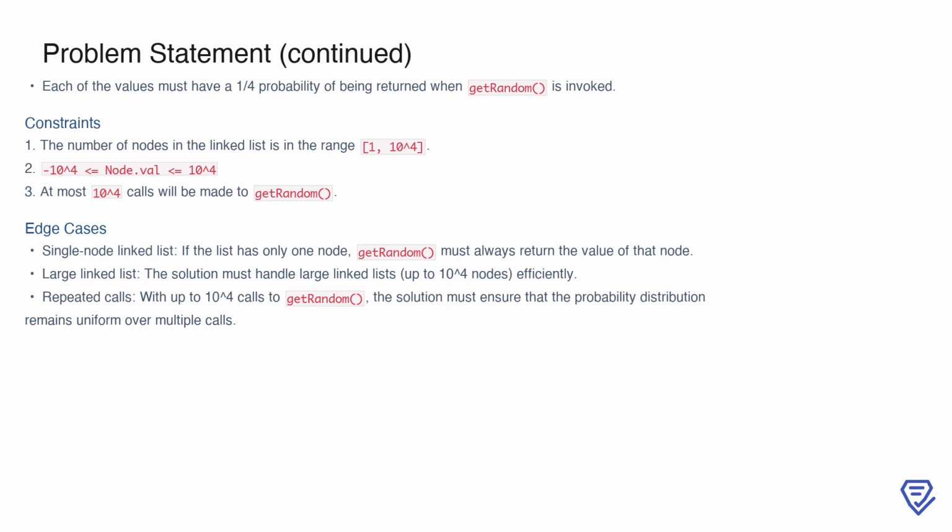For edge cases, if the linked list contains only one node, the getRandom method should always return the value of that single node. For larger linked lists, the solution must ensure consistent and uniform probability distribution even with repeated calls. By addressing these constraints and edge cases, we can ensure that our solution performs robustly under all conditions.